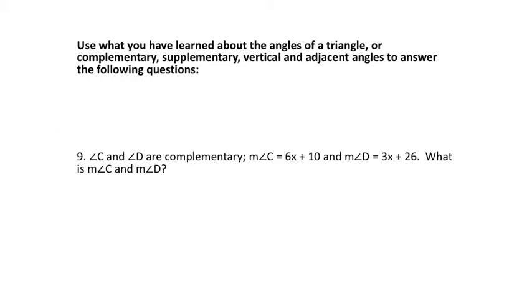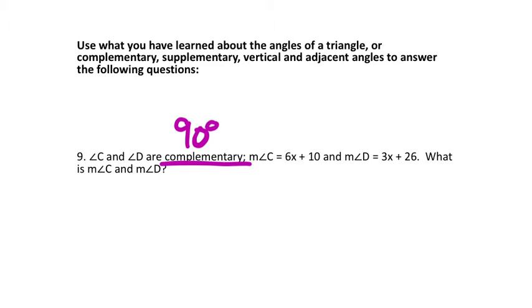All right, so number 9, angle C and angle D are complementary. Angle C is 6x plus 10, and angle D is 3x plus 26. What is the measure of angle C and the measure of angle D? So we got to do each of these separately. But again, we see here that the relationship is complementary. Hopefully you remember this already. If not, you can look at the poster. But it's 90 degrees.